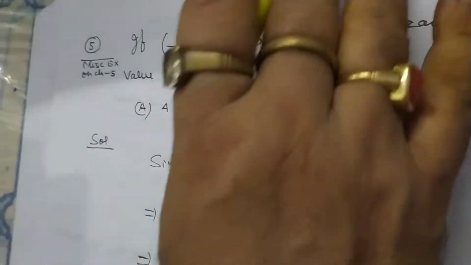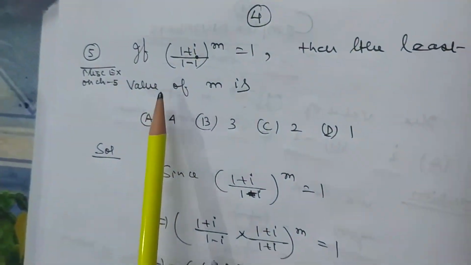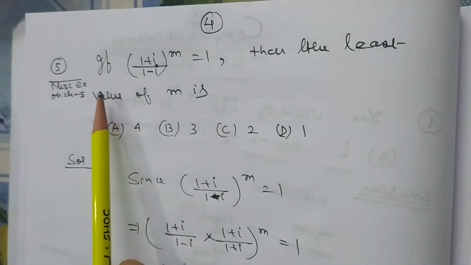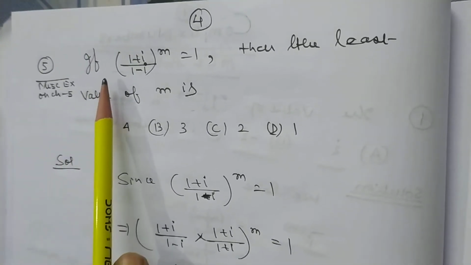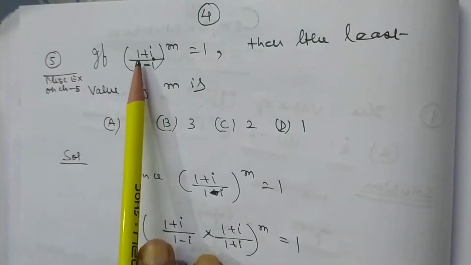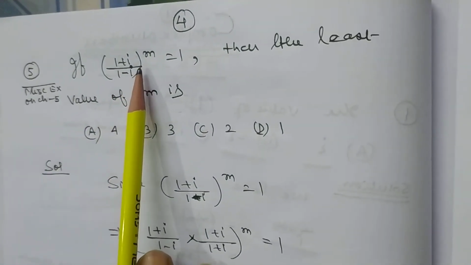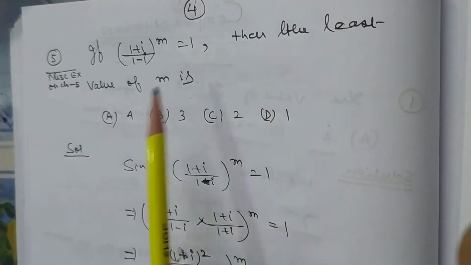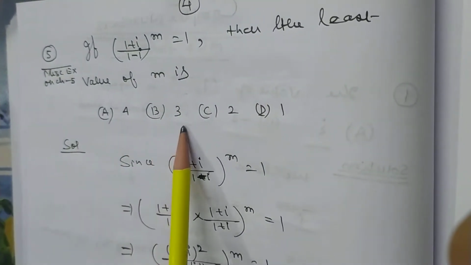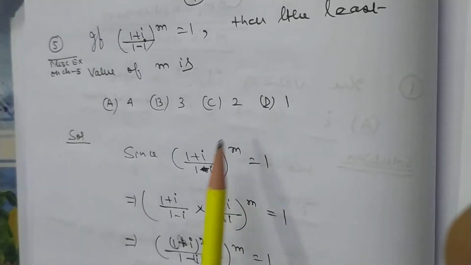Now, my dear students, we want to solve problem number 5. This is in miscellaneous exercise on chapter 5. If 1 plus i divided by 1 minus i to the power m is equal to 1, then the least value of m is 4, 3, 2, 1.